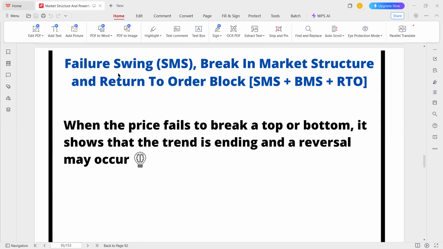Then the third setup is a failure swing, or failed swing, or an SMS followed by a break of structure. So in place of a stop hunt, we've got a failed swing, which means the market structure is almost the same thing. But prior to the BMS, there is a failed swing. When price fails to break a top or bottom, it shows that the trend is ending and a reversal may occur. Wherever you see this, just know that that's the valid point to take away from that particular setup.